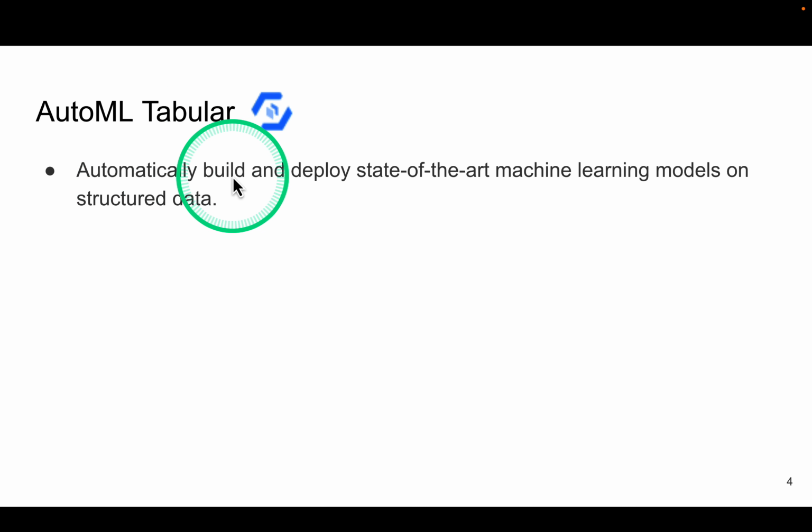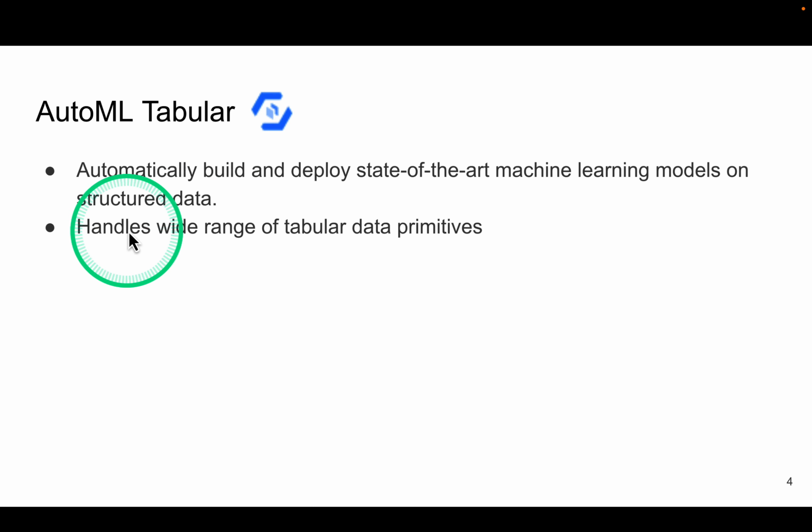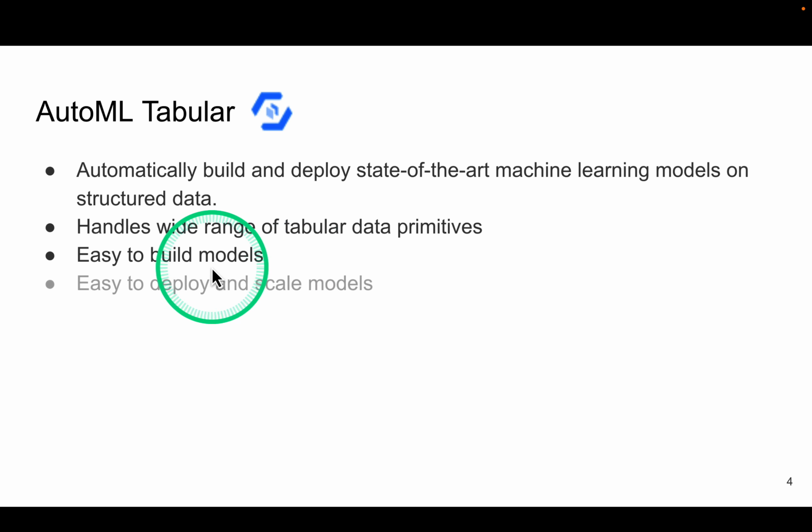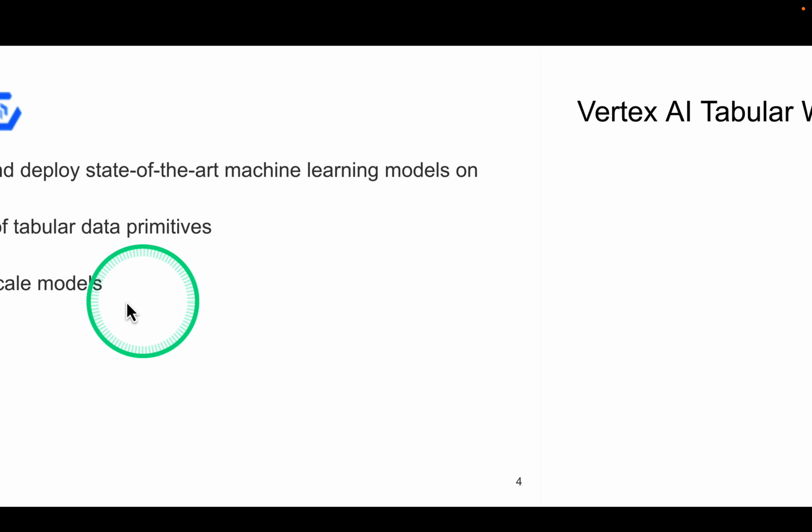It automatically builds and deploys state-of-the-art machine learning models on structured data. So it is AutoML Tables. Just remember structured data, something like tabular form, something that you see in spreadsheets, Excel, and all. It handles a wide range of tabular data primitives, and it is easy to build models, easy to deploy and scale models.